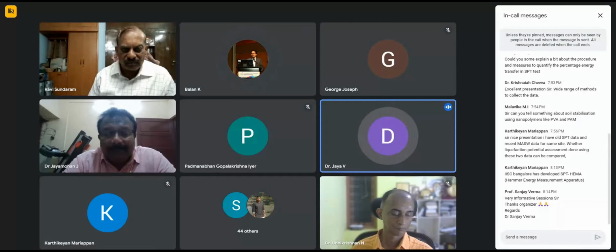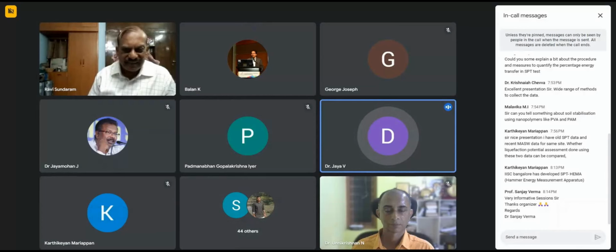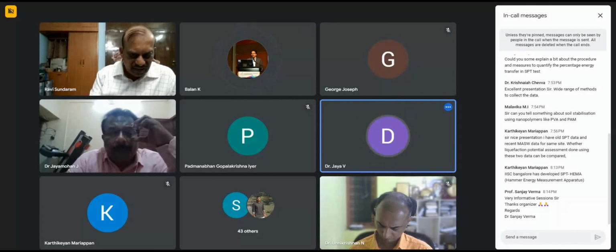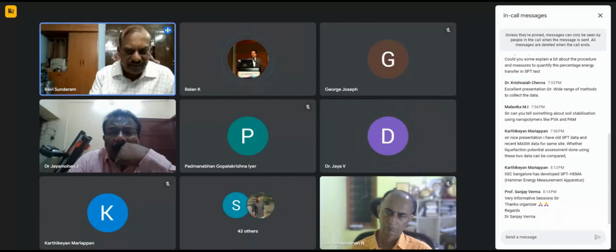In this particular experiment, the energy measurement, I myself have some doubts. In one of your slides, I noticed that the SPT energy is decreasing with depth, from 74 it goes to 69, 68, like that. If it keeps decreasing like that, can we average the energy? You have to look at the standard deviation.